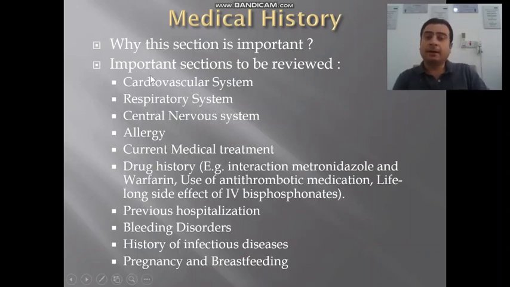Important sections to be reviewed: cardiovascular system, respiratory system. The patient has asthma, for example. Central nervous system, epilepsy, allergy. For example, if the patient is allergic to penicillin, reasonably we would avoid giving penicillin to patients who are allergic to it. Current medical treatment. If the patients are on medical treatment, why is that?